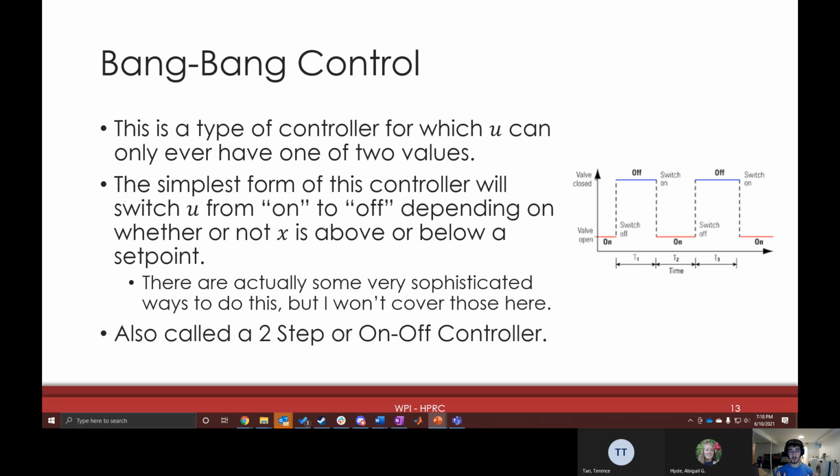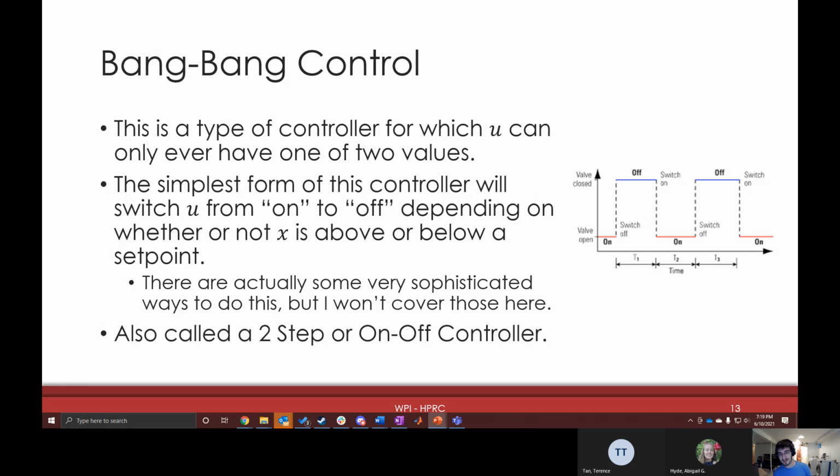So a very simple type of controller is bang bang control. Basically, in this type of controller, your u can only ever take on one of two values. Typically, that'll be on or off, but not always. It could be that you pick between -10 and 10, or something. You're either speeding up or slowing down. It depends on the context. On the right, you can see a graph of what this looks like. Imagine the y-axis as the control. It's only ever on or off.